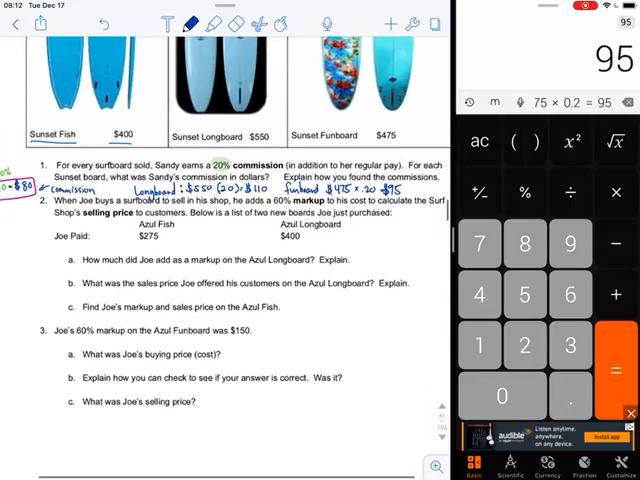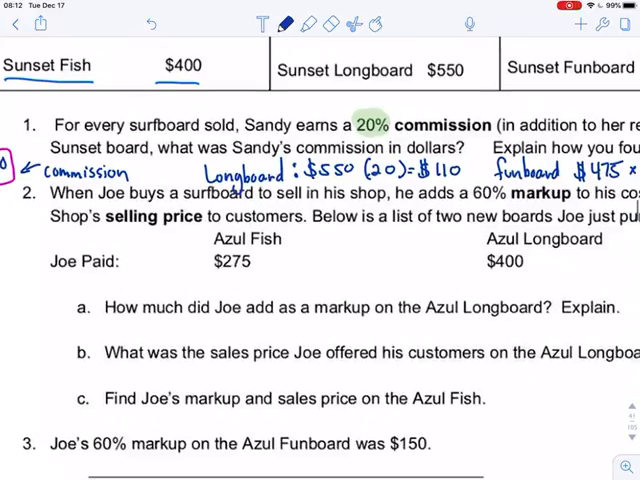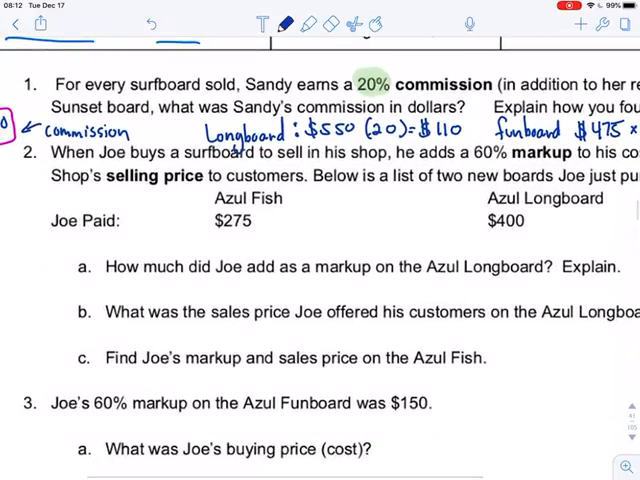All right. So when Joe buys a surfboard to sell it in his shop, he adds a 60% markup to his cost to calculate the shop's selling price. So Joe is the owner, and he buys this board for $275. This is our buy price. Now he needs to increase the price to get his selling price.